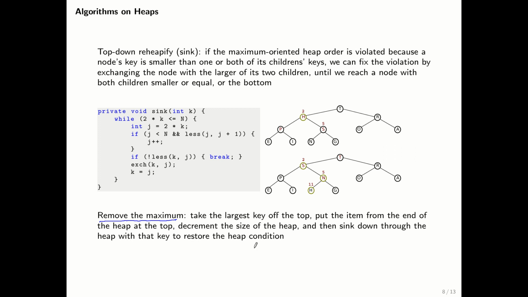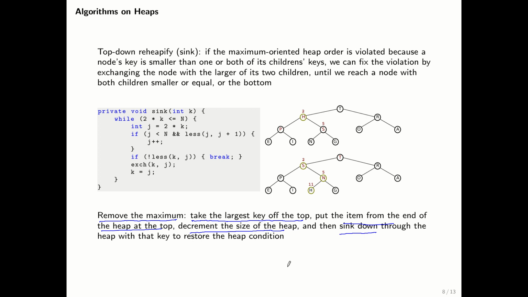So what you do is you take the largest key off the top, because we want to remove the maximum. And where do you find the maximum in a maximum heap? At the root. So take the largest key off the top and then put the item from the end of the heap at the top. Take whatever is at the end of the heap and put it at the top. And then since you're removing something from the heap, decrement the size of the heap by 1. Now this new item that you inserted at the top might result in violations. So what you do is you simply sink that item down through the heap to restore the heap condition.